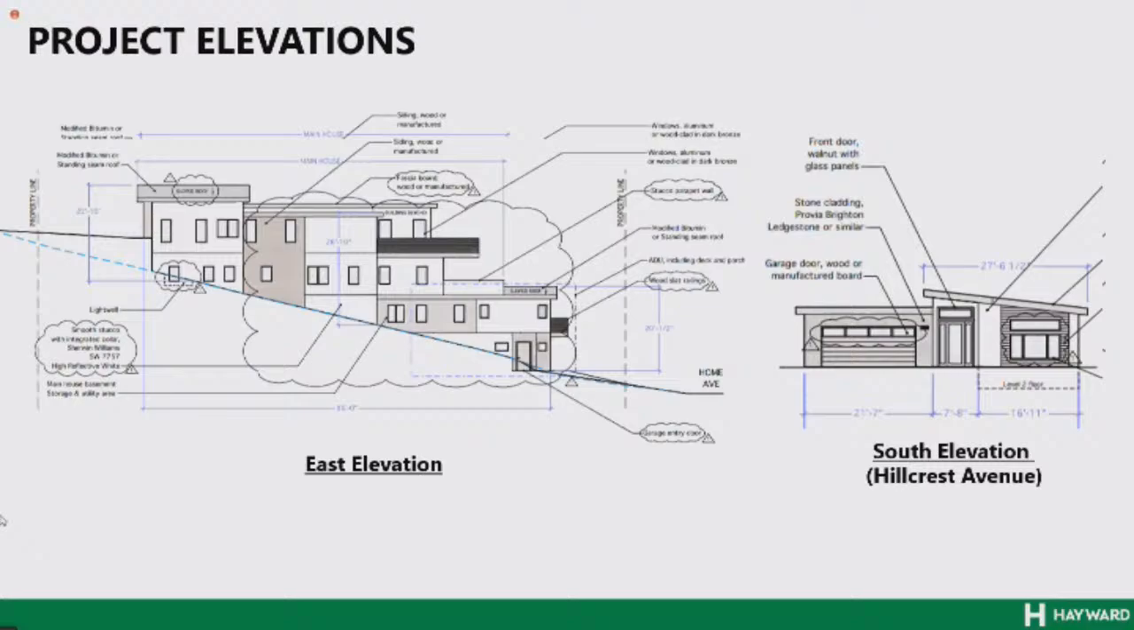The east elevation on the left side of the screen shows the proposed residence stepping down along the hillside as encouraged by our city's hillside design guidelines. This includes various offsets and different wall planes to prevent one continuous wall along this elevation. The south elevation that's shown on the right side of the screen would be the elevation from Hillcrest Avenue, which is at the top of the hill, displaying a single-story facade.